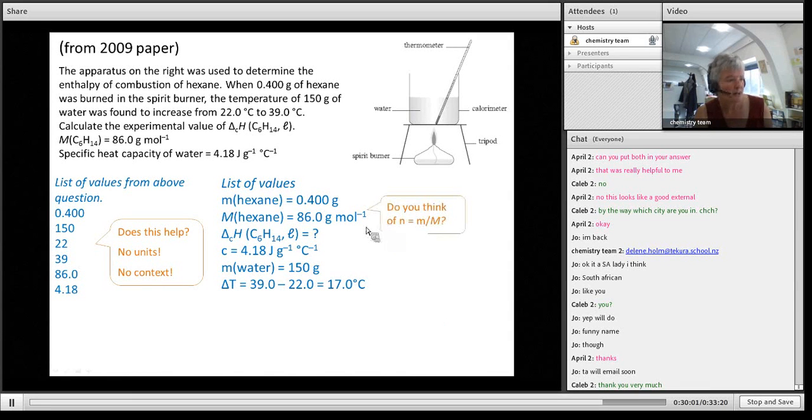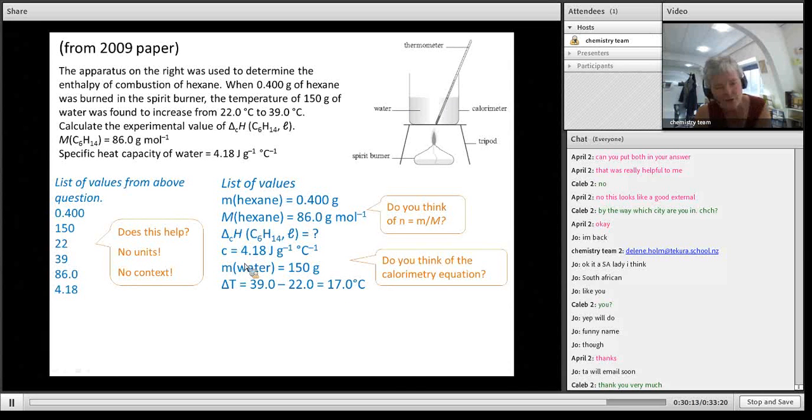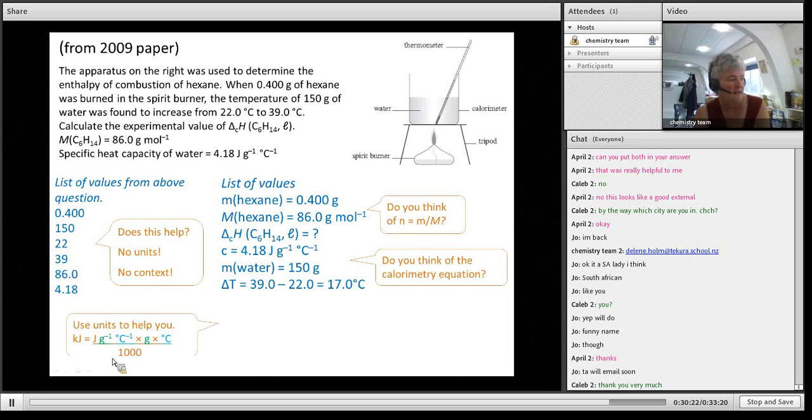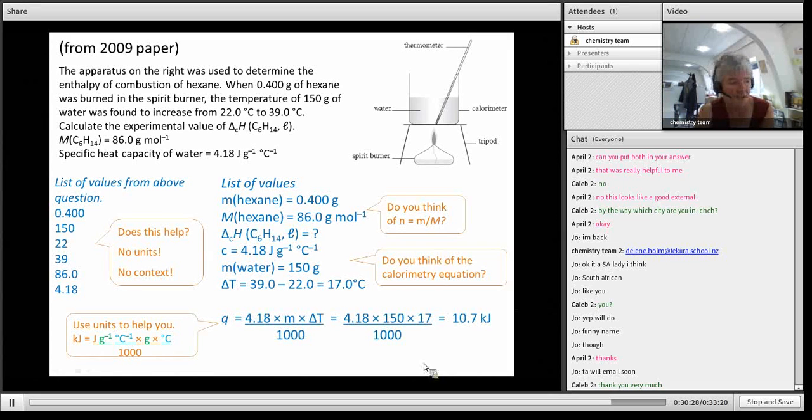So hopefully, if you've got the molar mass and mass, you're thinking of number of moles as little m over big M. Hopefully, when you see a mass of water and specific heat capacity, whenever you see specific heat capacity, start thinking of MC delta T. Okay, and you get given two temperatures, so that's your delta T. And use your units to help you work out the equation if you've forgotten it. And then you just simply substitute.